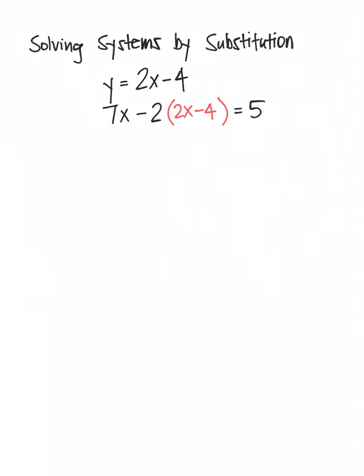Okay, now that our equation is set up, we're gonna go ahead and solve. First thing I wanna do is distribute the negative 2 to everything in the parentheses. So let me first write my 7x over there. Negative 2 times 2x is negative 4x. And then negative 2 times negative 4 is positive 8. And that all equals 5. All right, let me go ahead and draw my line there.